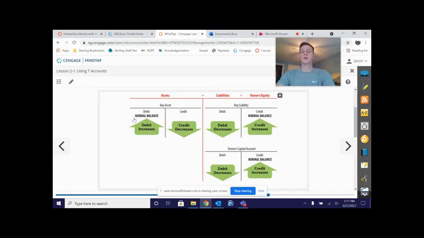Now, also within a T account is what's known as a normal balance. The normal balance is simply whatever side of the T account represents an increase. In this case, debit represents an increase, so in assets, debit is the normal balance. On the other side of the equation, the right side, it's going to be the opposite. Liability and owner's equity are both on the right side of the accounting equation, so they are both going to have the same effect with debits and credits.